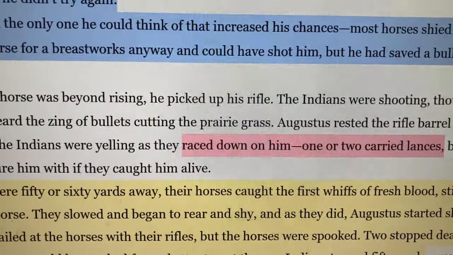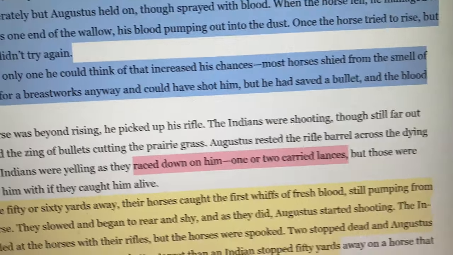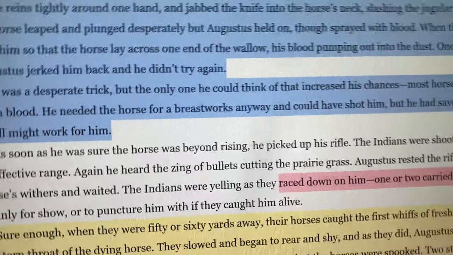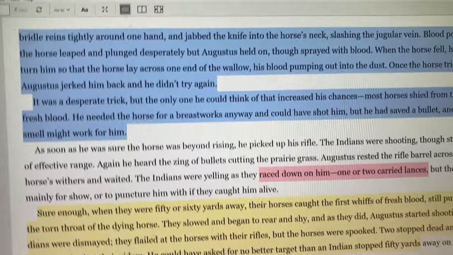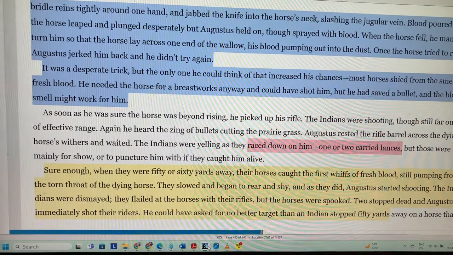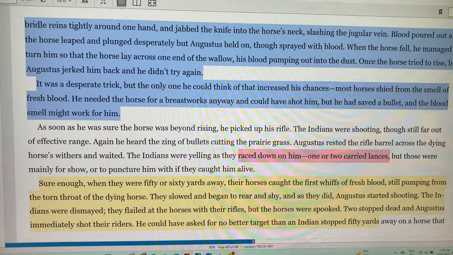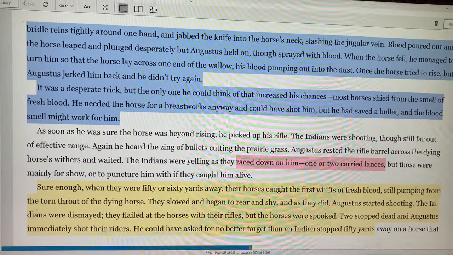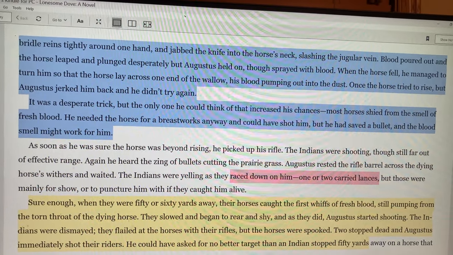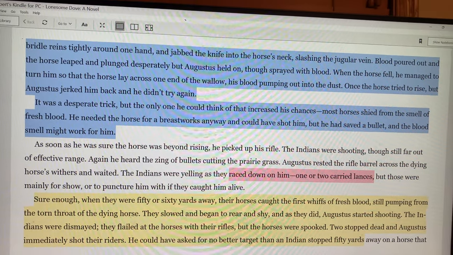They race down on him, and one or two carried lances. But those were to puncture him with if they caught him alive. Now, the author, McMurtry, wants you to worry about that. It's possible elsewhere in either this book or other books in the Lonesome Dove series, you know what happens if Indians catch you alive. They'll torture you. This is circa 1870.